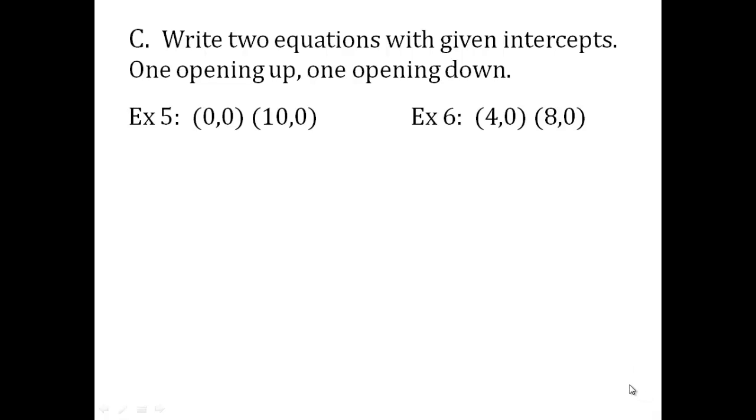Okay, the third type of problem you're going to need to know how to solve will read like this. It says write two equations with the given intercepts, one that opens up, one that opens down. So it's working the equation backwards. Instead of finding the solutions, it's giving you the solutions, and you have to find the equation. So to create my factors, I'm going to do just that.